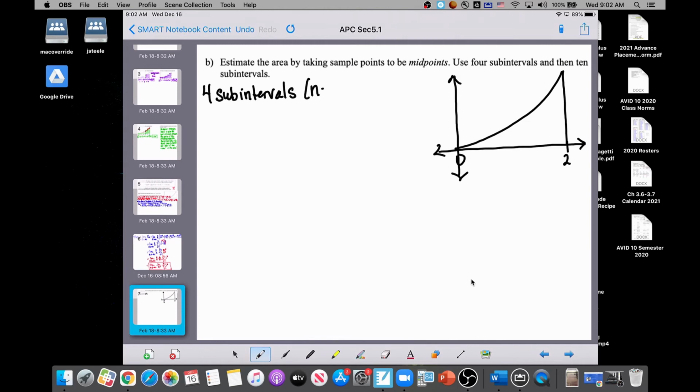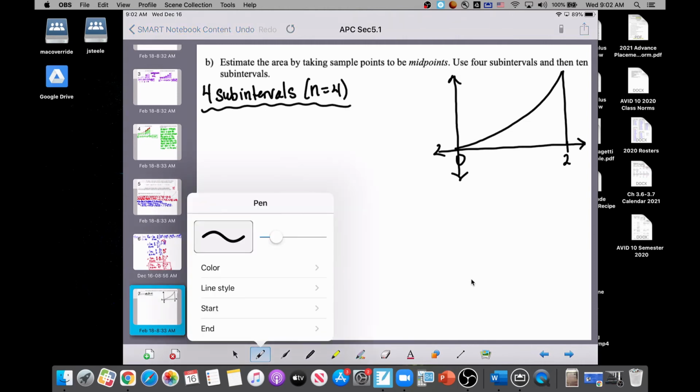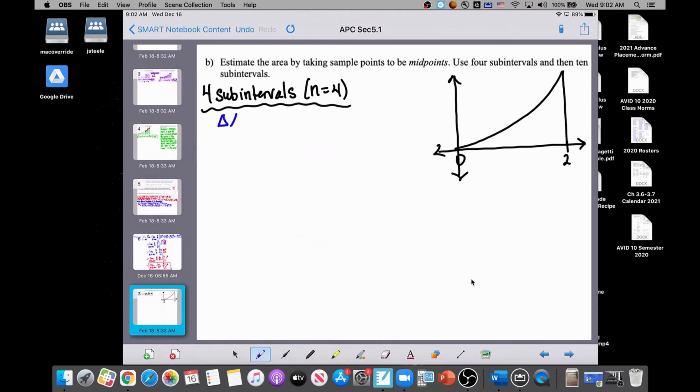So our n is equal to 4. The first thing we need to do is find our delta x. Our delta x is going to be b minus a, so in this case, 2 minus 0 divided by the number of subintervals, which is 4. That tells us that our delta x is going to be 2 over 4, or 1/2, or if you prefer, 0.5. So those are going to be the bases of our rectangles.